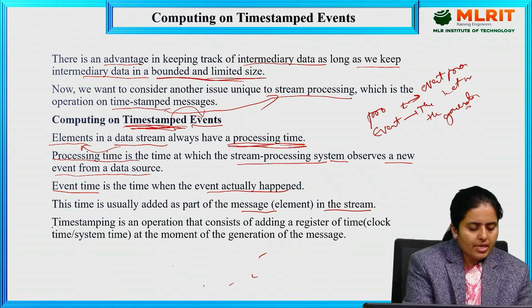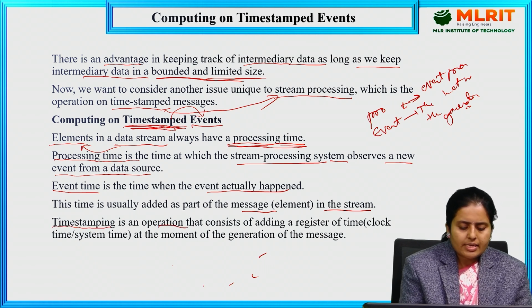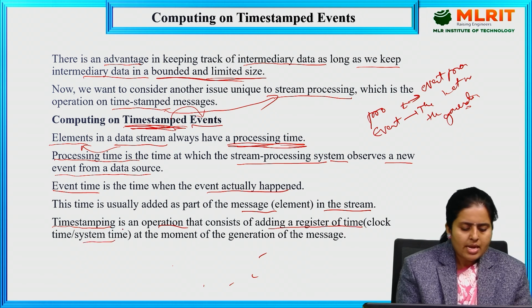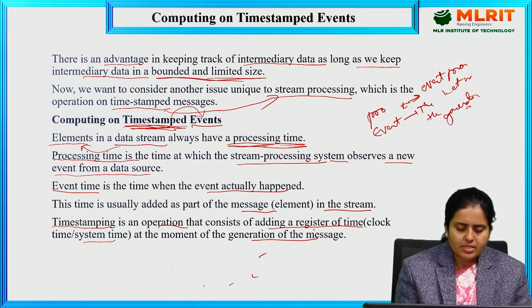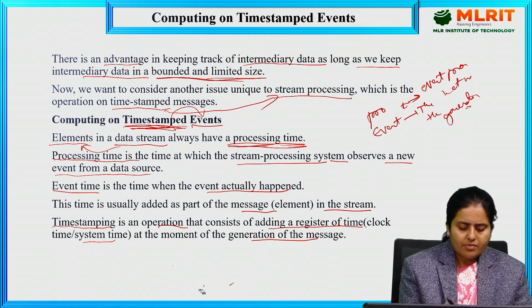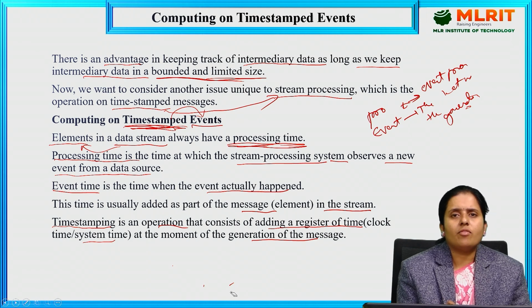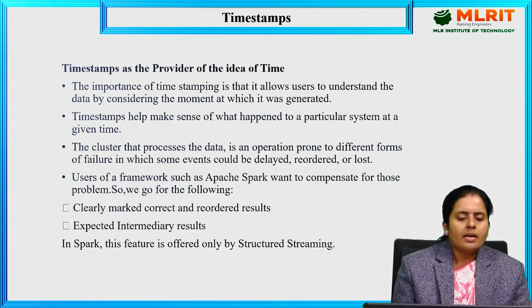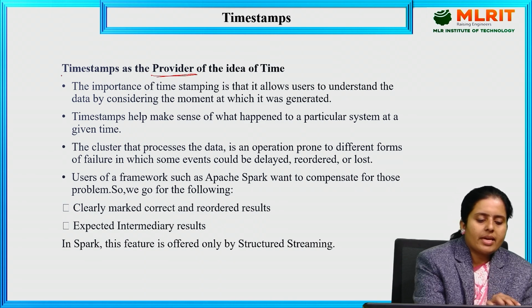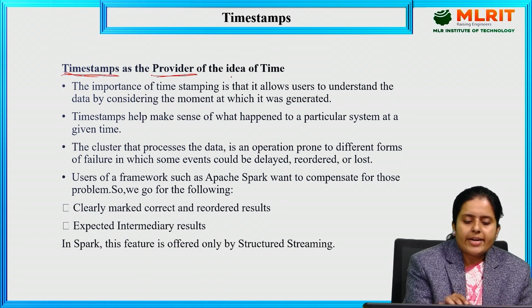Timestamping is an operation that consists of adding a register of time, clock or system time at the moment of the generation of the message. Here, timestamping is nothing but adding a time frame to the event of all the elements. Timestamps provide the idea of time, and we can calculate timestamps as the idea of the time.